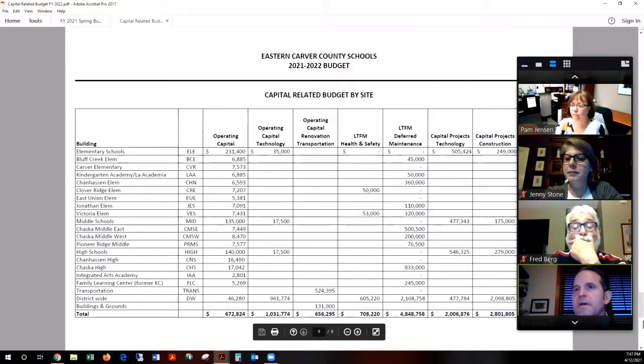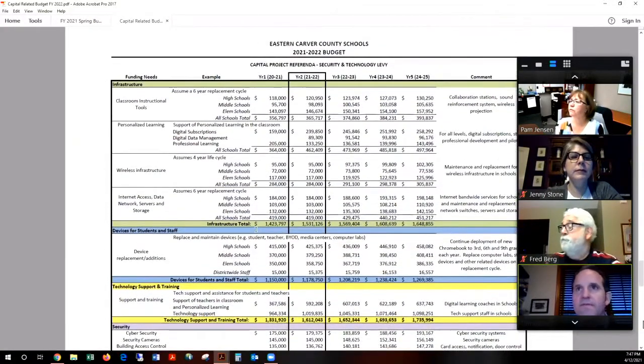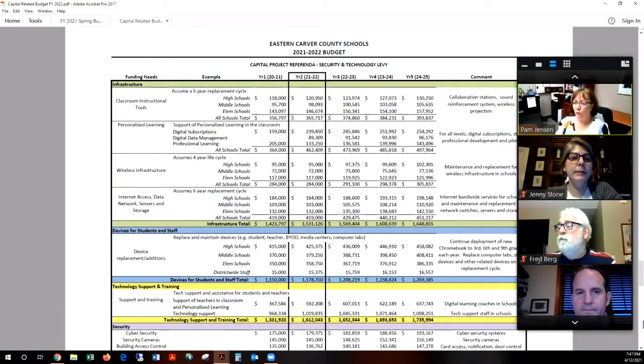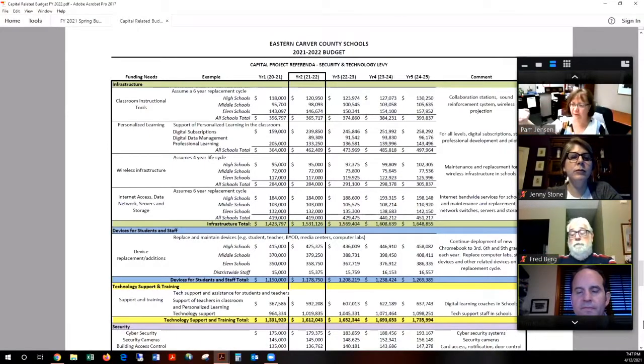Hey, Pam, can you please just remind me, how do we determine which technology items go into the operating capital versus go into capital projects? Ooh, that's a really good question, Tim. We use the items in the capital projects for what was approved by MDE. So when they put their 10-year plan and they said, we're going to buy instructional tools and support this, that, and the other thing, that's what's in there.